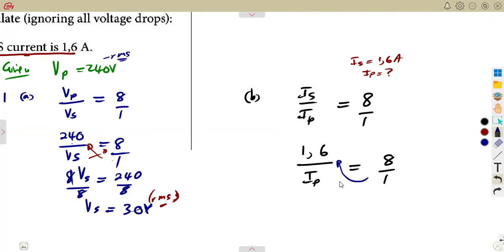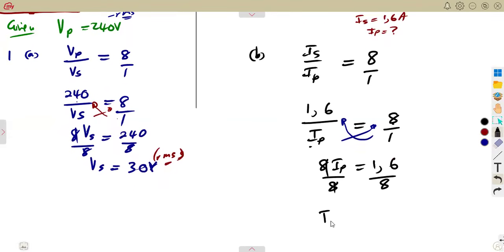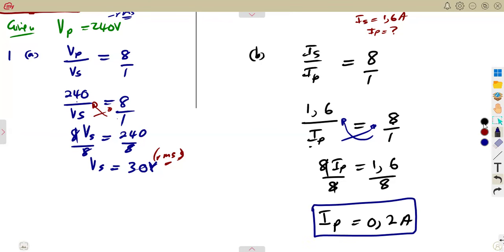Cross multiply to find the value of IP. That is going to be IP times 8, which is 8 IP is equal to 1,6. If you cross multiply these two, you can simplify this current by dividing by 8 both sides. That is giving us the value of the primary current, which is an RMS value. So that is going to give us the value of the primary current, which is 0,2. So that is what we have in this case, the primary value, and also here the secondary value, and these are RMS values.